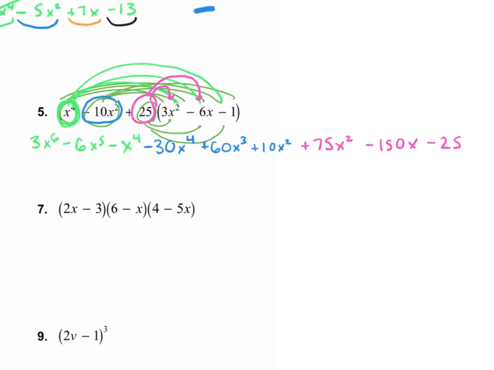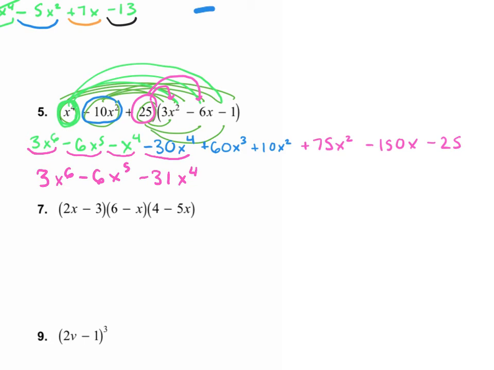Combine like terms. So we start with our highest one. We only have one x to the 6th power, so we just have 3x to the 6th power. Now we go to x to the 5th. Do we have any other x to the 5th powers? Nope, so just negative 6x to the 5th. Now x to the 4th. So we have negative x to the 4th, negative 30x to the 4th, and that's it. So what would this be? Negative 31x to the 4th.